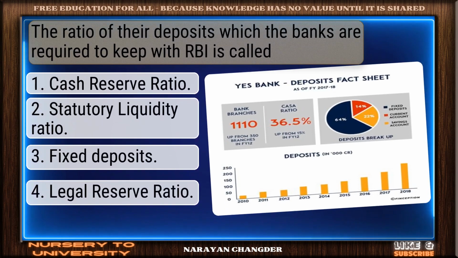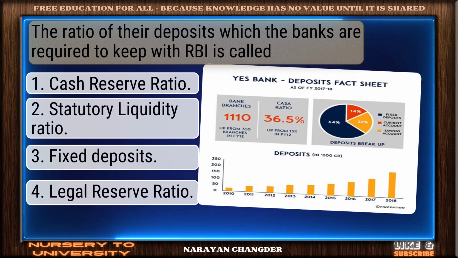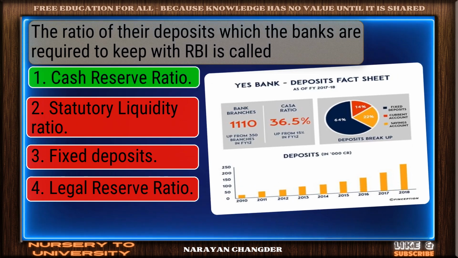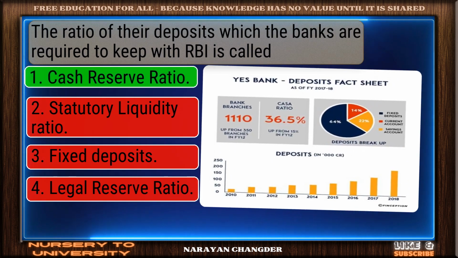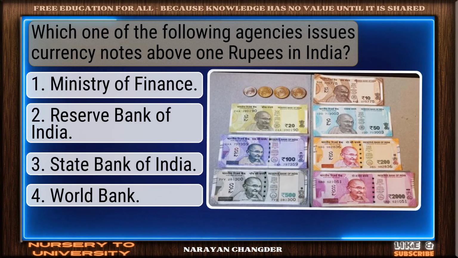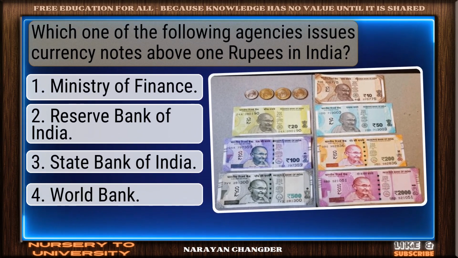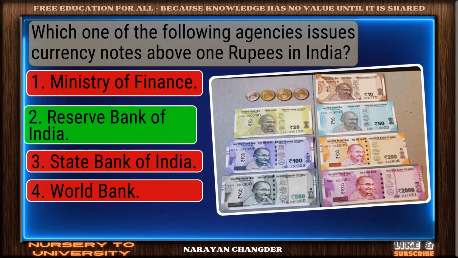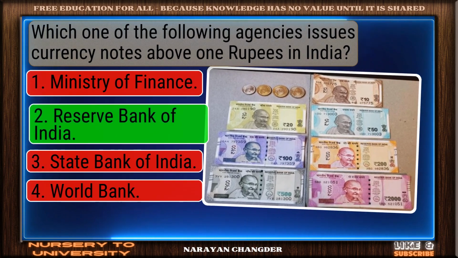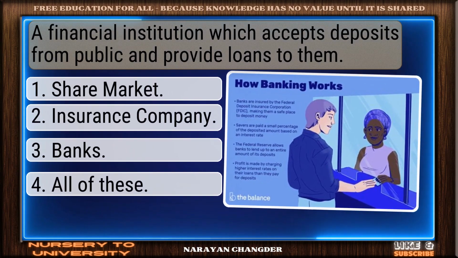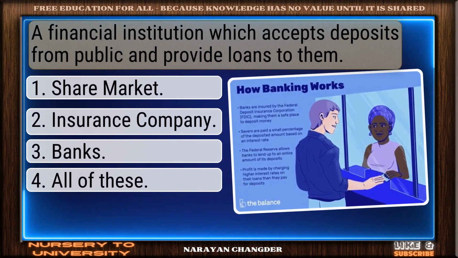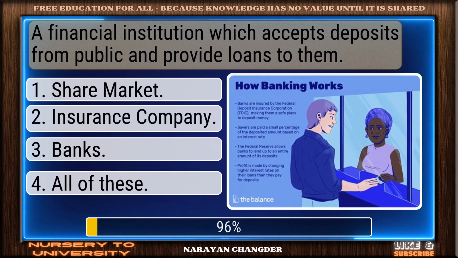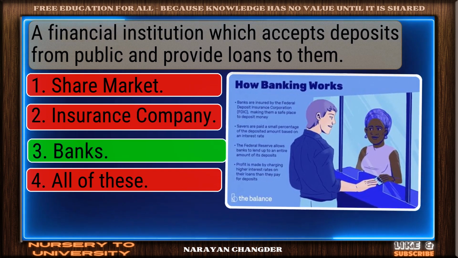The ratio of their deposits, which the banks are required to keep with RBI, is called dash. Right choice. Cash reserve ratio is best. Which one of the following agencies issues currency notes above 1 rupee in India? Clear logic. Reserve Bank of India is sound. A financial institution which accepts deposits from the public and provides loans to them. Correct response. Banks is accurate.